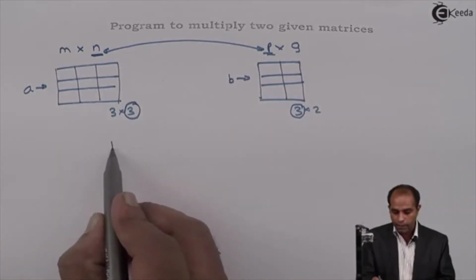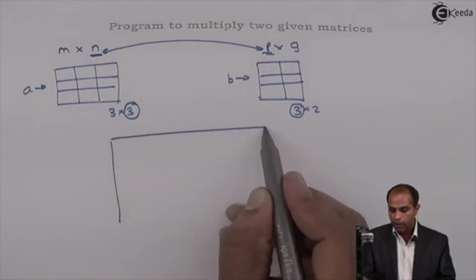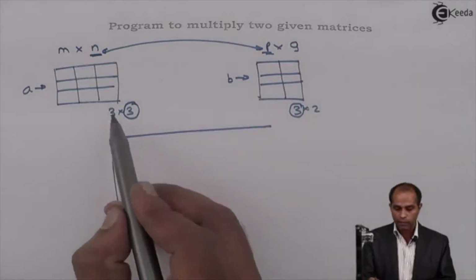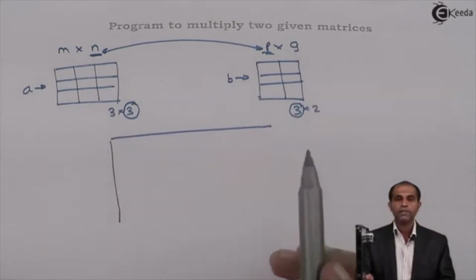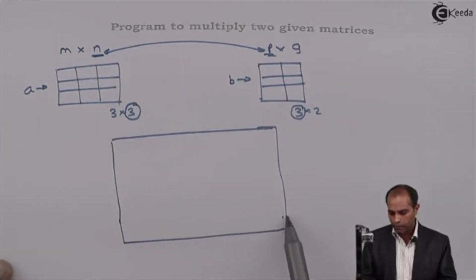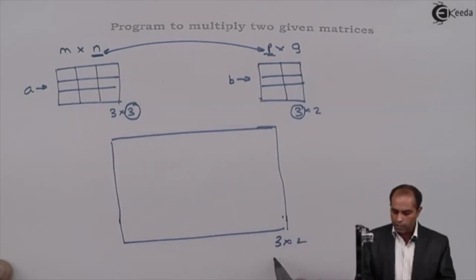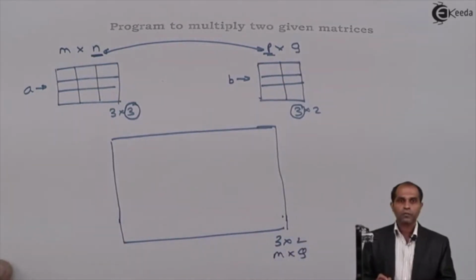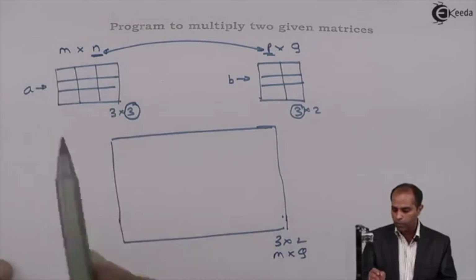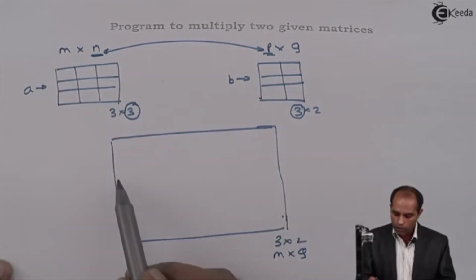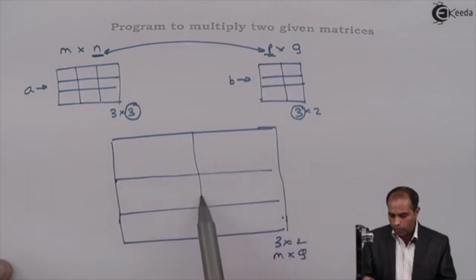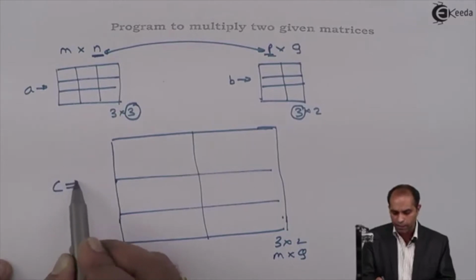How do I get a matrix C? What will be the order of matrix C? The resultant matrix will have the rows of the first matrix and the columns of the second matrix. So it will have 3 rows and 2 columns, that is 3 by 2. In general, it is always m by q, where p and n satisfy the condition. In this case the resultant matrix has 3 rows and 2 columns. Let me call this matrix C.